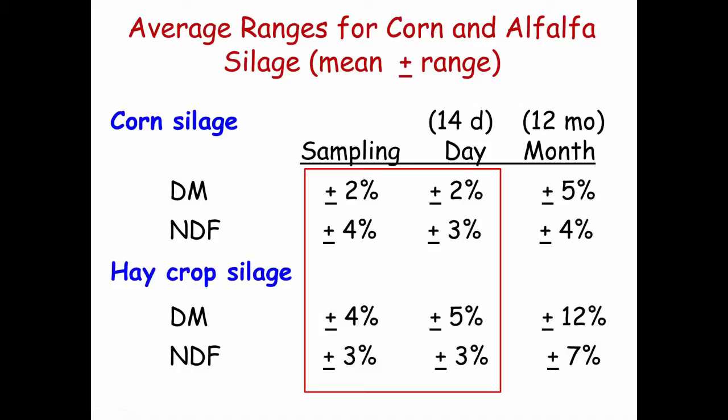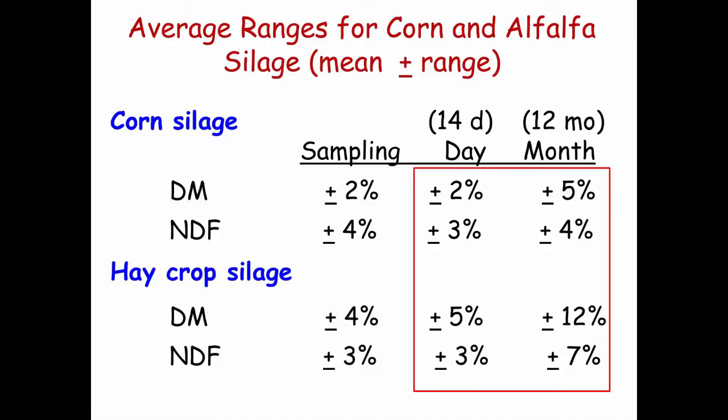First thing you need to notice, over a short period of time, sampling variation is as big as true day-to-day variation. So again, in short-term changes, think sampling is just as likely to be the reason. So don't rush to make a change in your diet.